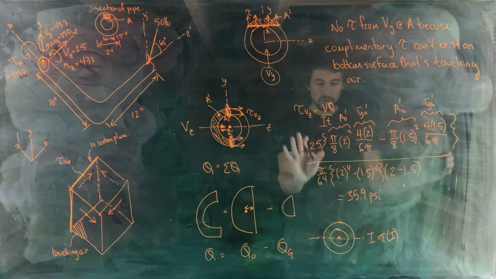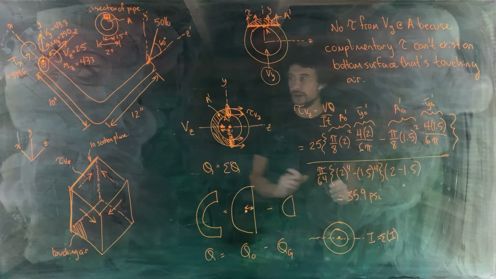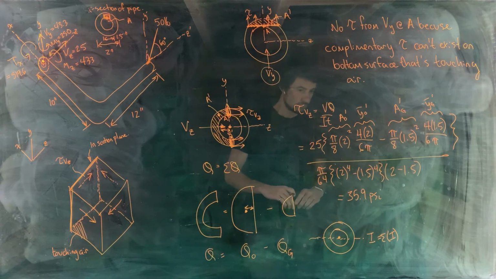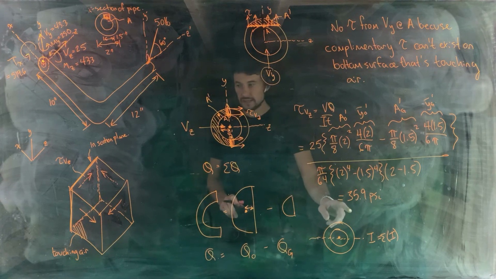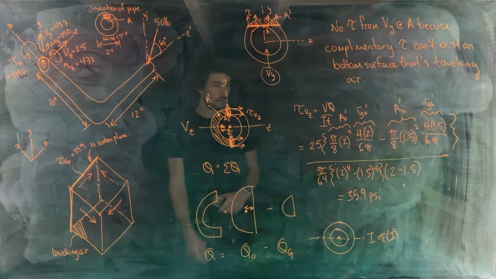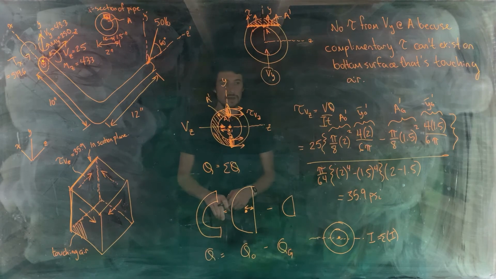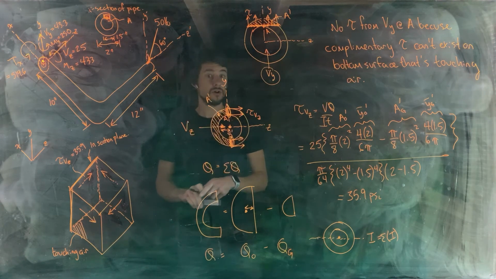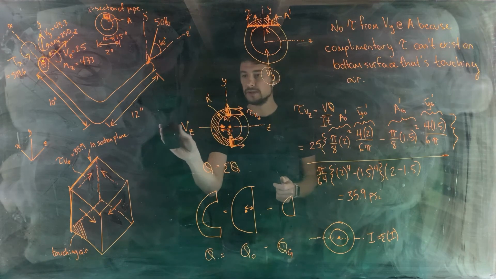Any questions about where any of these numbers came from, or was that pretty clear? Okay. So let's put this value over here, 35.9. Perfect. And then we've done forces in X, Y, and Z. So now let's turn to our internal moments, torques.